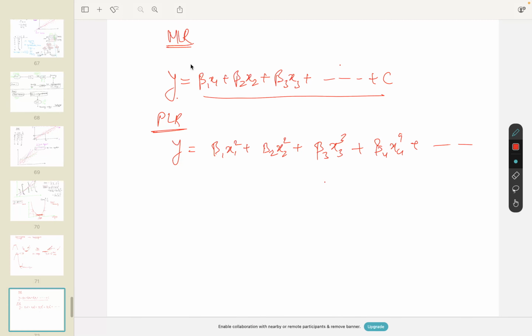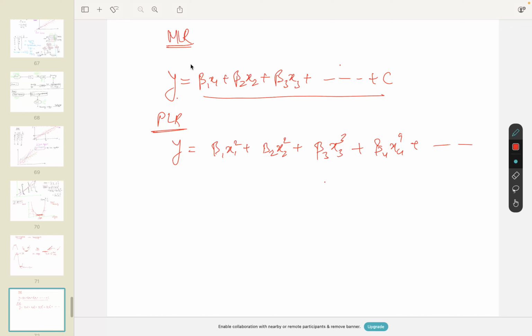There will be more than one variable in the data set, which act as independent variables, and the dependent variable will be y, which is dependent on these multiple independent variables. So the equation will stand like beta 1 x1, beta 2 x2, where beta 1, beta 2, beta 3 are the slopes, m1, m2, m3, m4. C is the intercept.